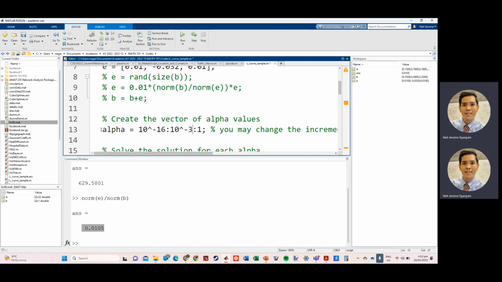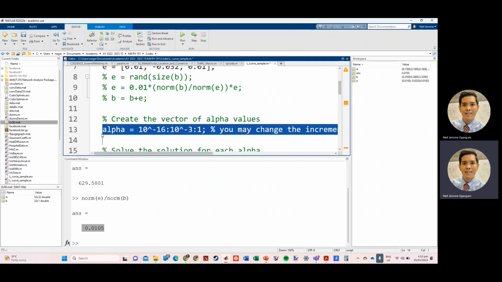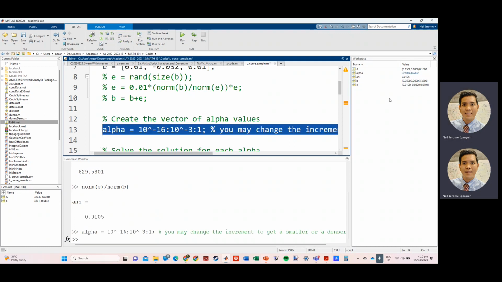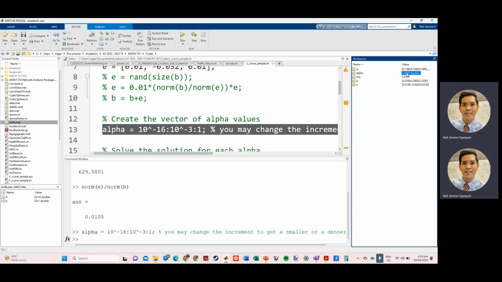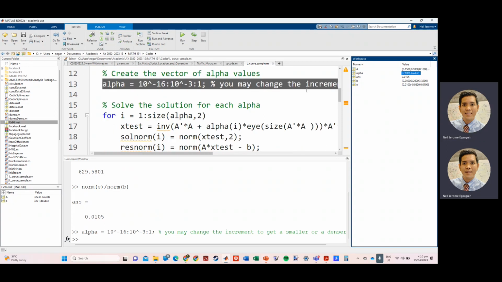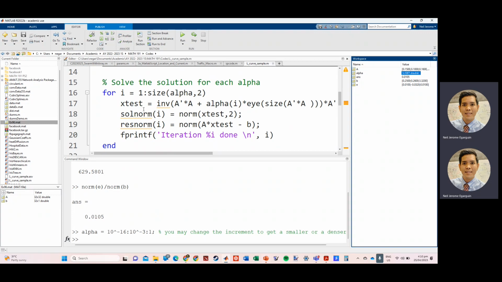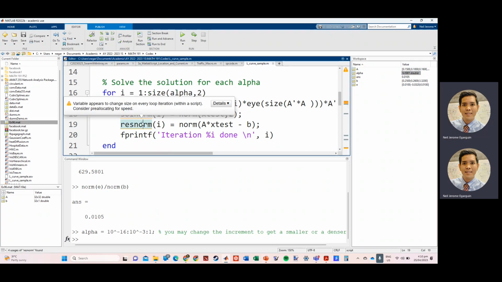Then if you run line 13, you will have an alpha. If you look at the workspace here on the right portion, the vector alpha consists of 1001 candidate alpha. So I have 1001 candidates for the optimal alpha value, right? That's fine. Then for each of these 1001 alpha values, I will compute the solution norm and the residual norm.